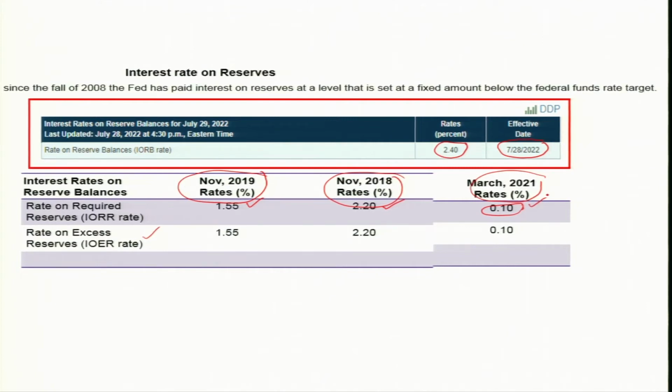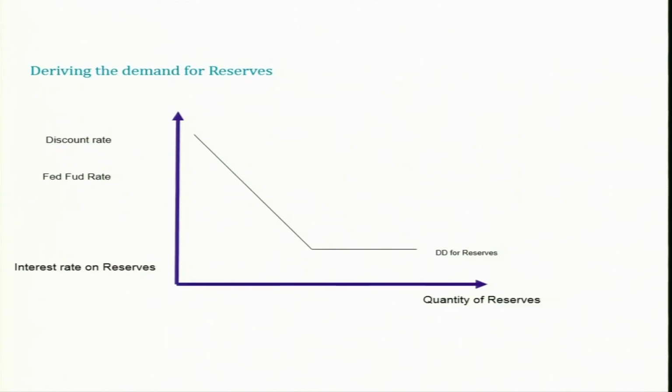So the interest rate on reserves has implications for the Fed funds rate determination, especially when we talk about the lower bound, the lower limit of the Fed funds rate. In determining the lower limit of the Fed funds target rate, the interest rate on reserves is going to play a crucial role. So let us discuss that when we derive the demand for reserves.